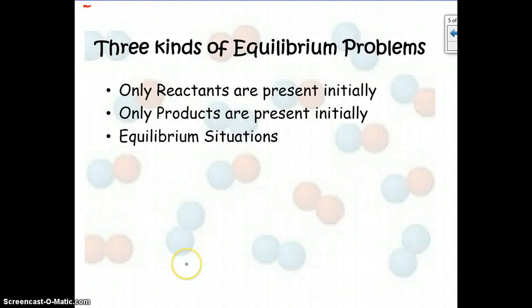In this podcast, we're going to talk pretty in depth about ice tables. Ice tables are a tool that we will use to solve equilibrium problems. There are going to be three kinds of equilibrium problems that we're going to be dealing with: ones where only the reactants are initially present, some where only the products are initially present, and then some equilibrium situations.